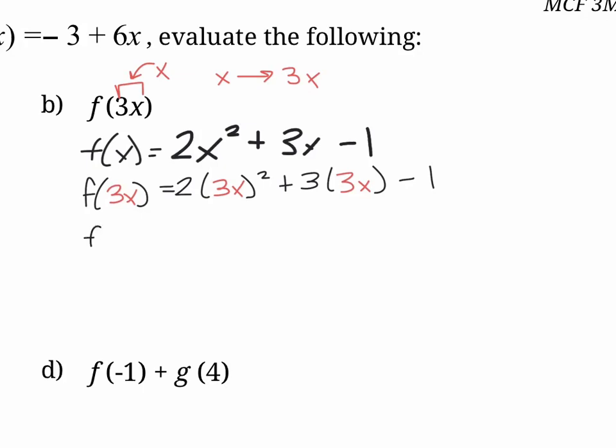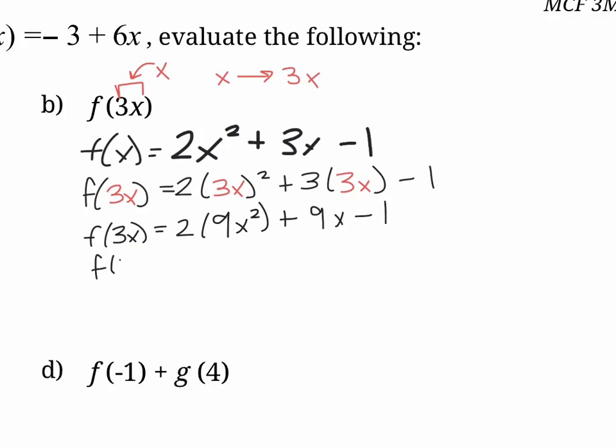So I'm going to write, this is f of 3x, so 3x is our input. What does the rest of this thing look like? Well, 3x squared is going to be 3x times 3x, which is going to make 9x squared. So we have 9x squared plus 3 times 3x is going to be 9x minus 1.